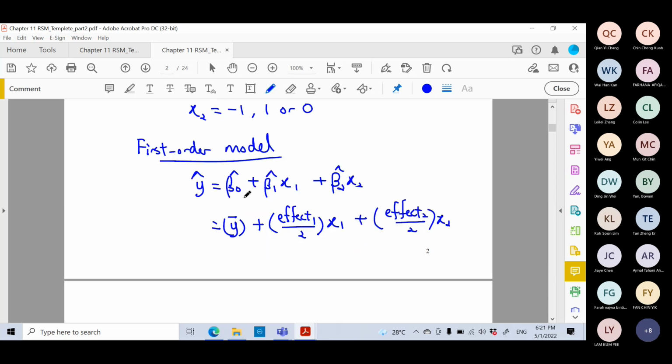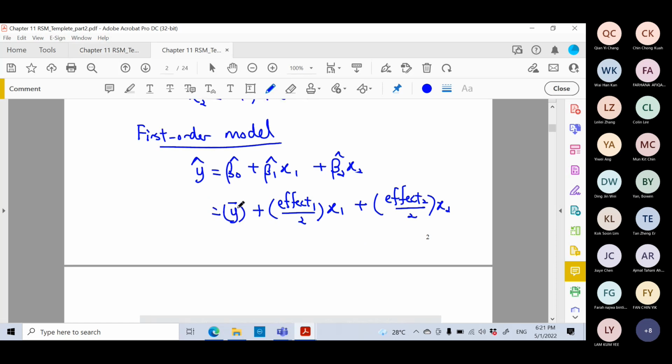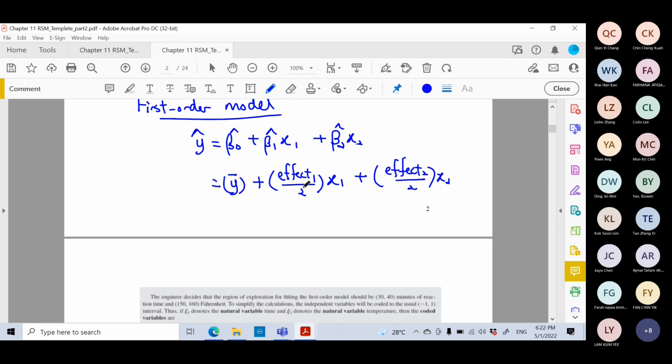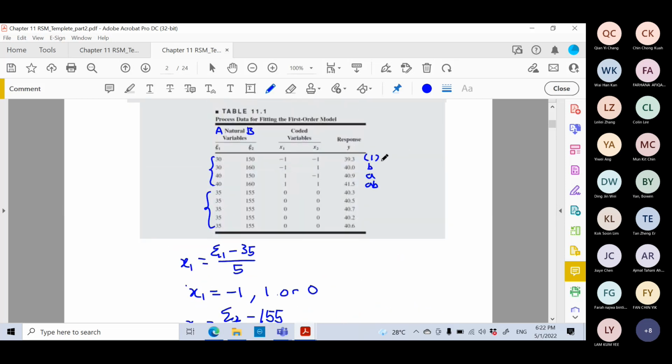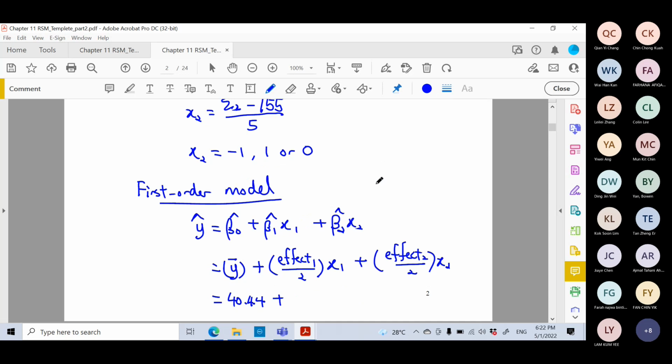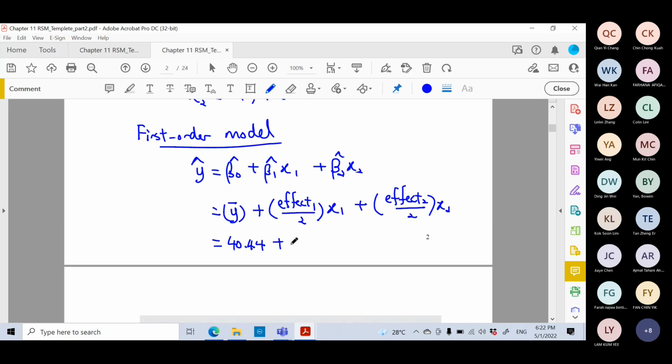So you can refer to the part 1 lecture notes to calculate the beta: the mean, the beta for the first one, the effects divided by 2 multiplied by x1, and the effects divided by 2 multiplied by x2. From here you will get your mean average value of 40.44 plus the effects over 2 in this case. If you want to calculate the effects divided by 2, you just use the plus minus sign of the contrast. Then you can get your value of the effects divided by 2, which is 0.